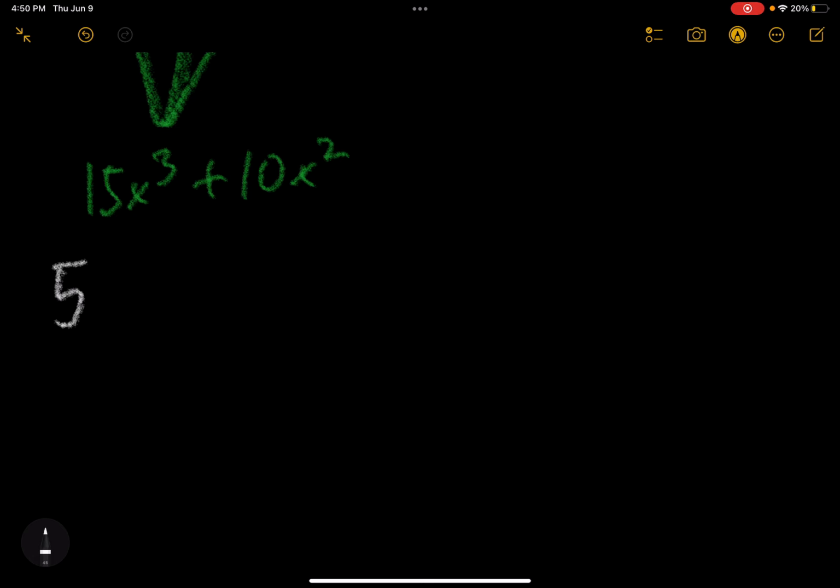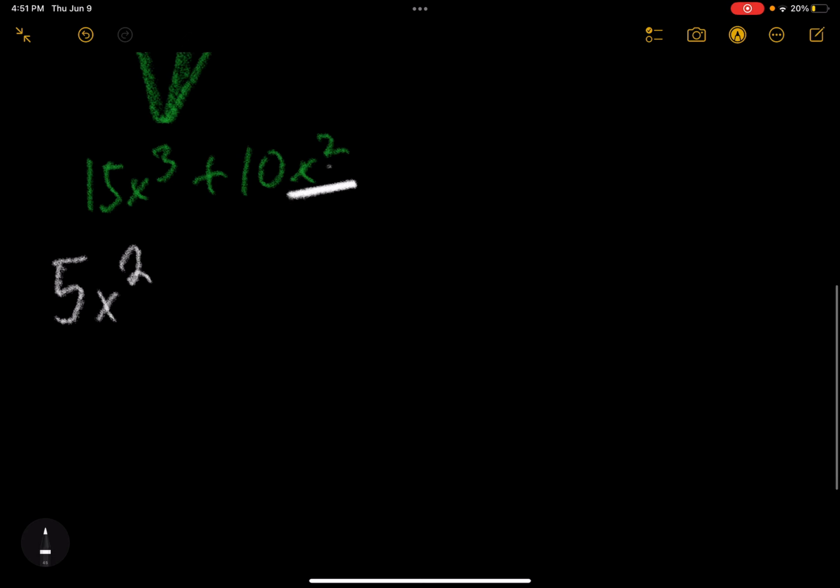Now, let's take a look at the exponents. The greatest common exponent we have is the base x to the power of 2. So you can just put x to the power of 2. This is our biggest exponent and a common base for these two, and our greatest common factor is also 5, right? So then we can put these in parentheses, right?